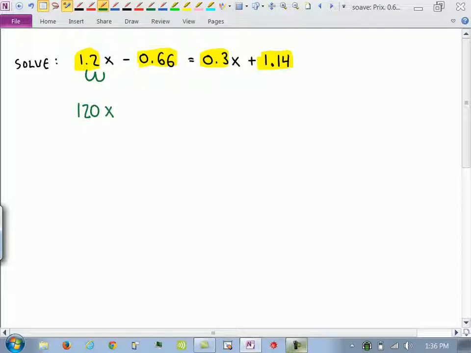It's just 120x. And then minus, now on the 0.66, move it 2 places and it becomes 66 equals, now on the next one, take that point and then move it 2 spots so it'll become a 30x. And then on the 1.14, move it 2 spots, it becomes 114.